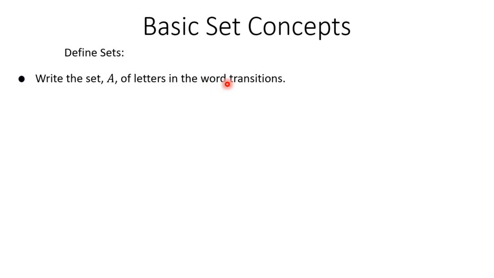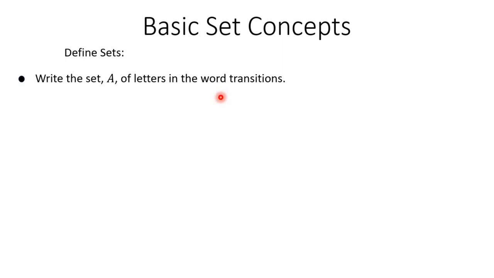All right, now let's see if we can determine this well-defined set. It's the set of letters in the word transition. We'll call this set A. So let me see, we'll go through. Is the letter A in the set? A is in the set, so we'd have the letter A there. Is the letter B in the set? Well, the letter B is not in the word transition, so it's not in the set.